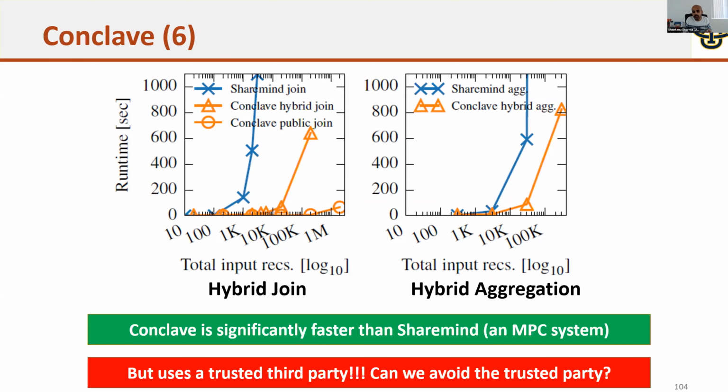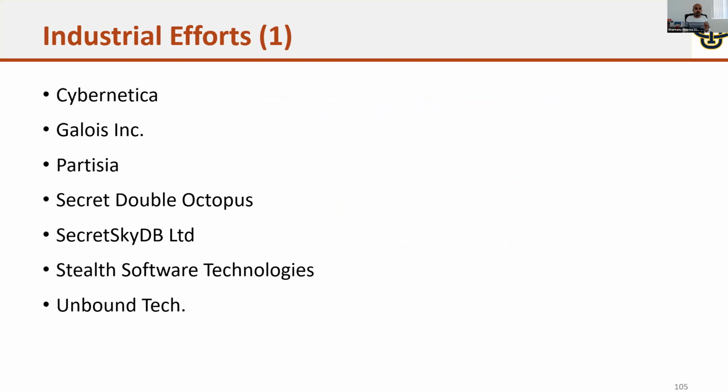So the question is how we can avoid the use of the trusted party. Now I'm not going into the details of how we can avoid this. Is there any way or not? Even the paper is not suggesting anything on how we can avoid this.